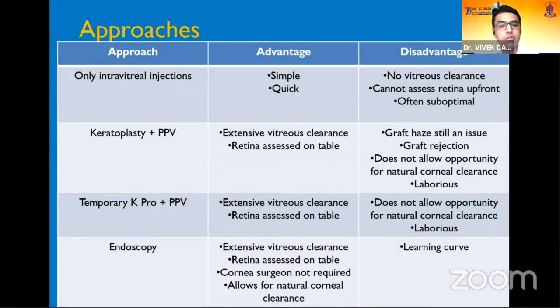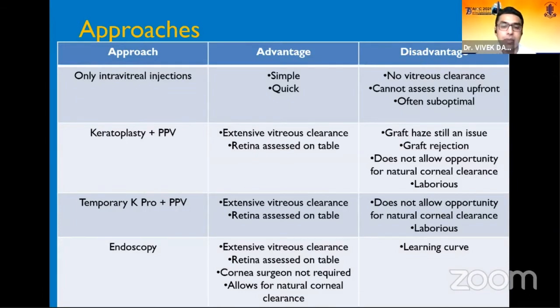The third would be a temporary K-Pro with a vitrectomy. Again, the same advantages, but similar disadvantages, in that it will not allow an opportunity for natural corneal clearance because the host tissue has been removed already. Vis-a-vis, endoscopy allows you extensive vitreous clearance and allows you to assess the retina on table. A cornea surgeon is not required at that moment because it is a pure posterior segment procedure. And it allows for a natural corneal clearance.